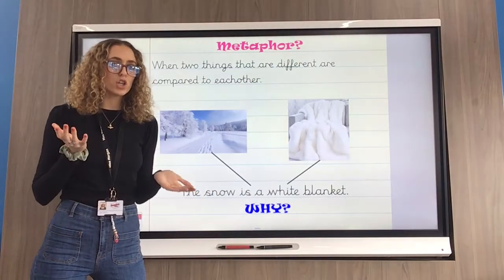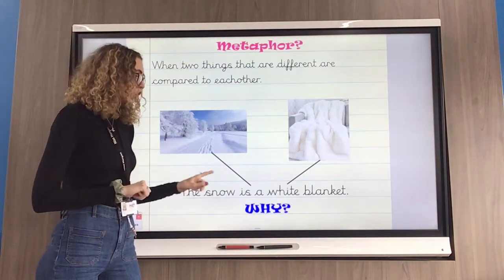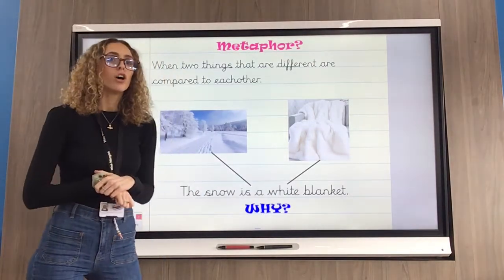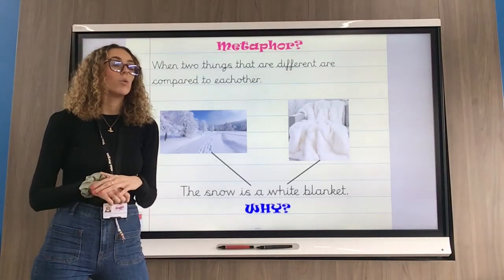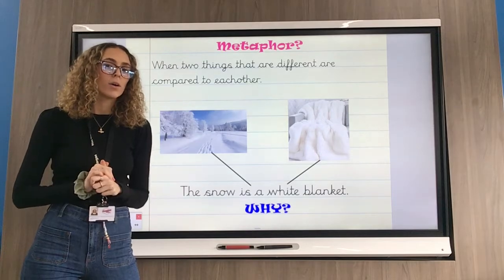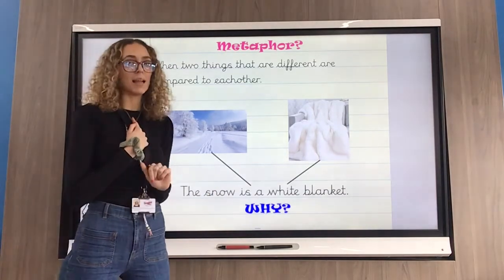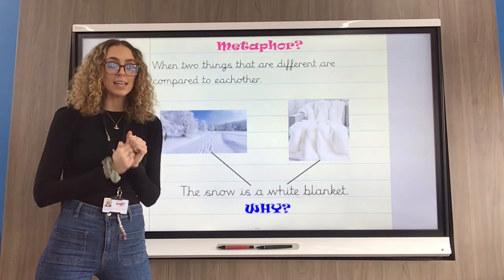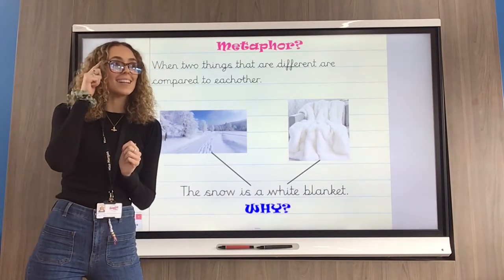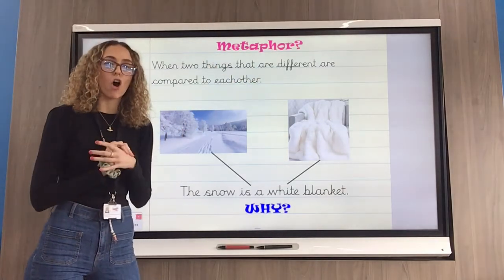Why do authors use metaphors? Why do you think an author would say the snow is a white blanket rather than saying, oh, the snow is white? Okay, think about that, why? So I think that they use the metaphor, the snow is a white blanket, because it sounds more interesting and it puts a picture in my head that the snow looks like a massive white blanket on the floor.